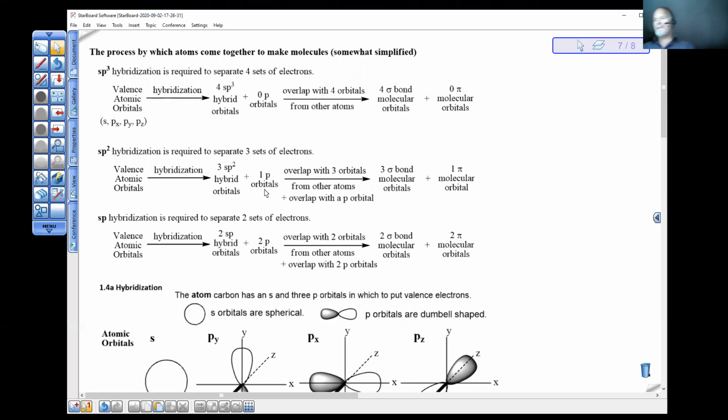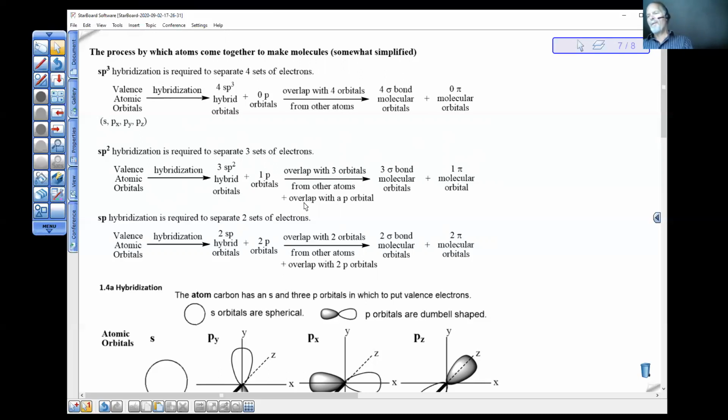Remember, hybridization is to make sigma bonds. The other kind of bond is made with an unhybridized p orbital. Okay, so we're going to overlap the 3 hybrids and make 3 sigma bonds. The leftover p orbital is going to be used to make a pi. P makes pi. That's easy to remember. They start with the same letter.